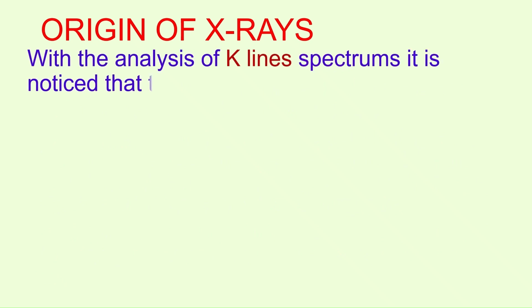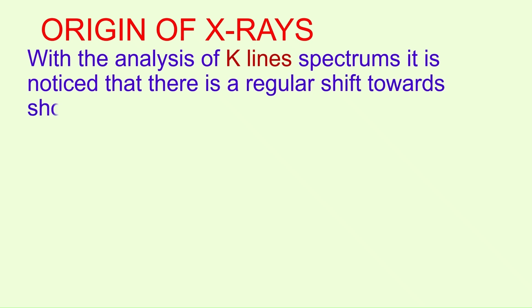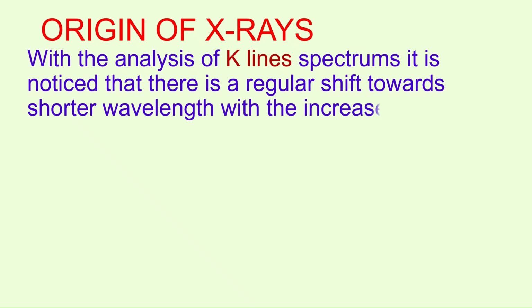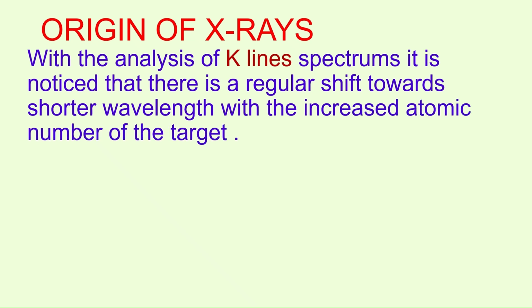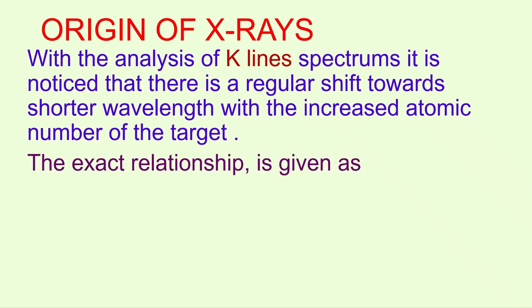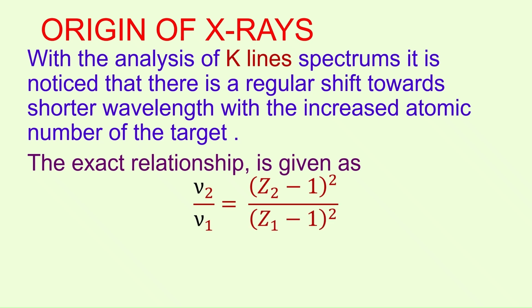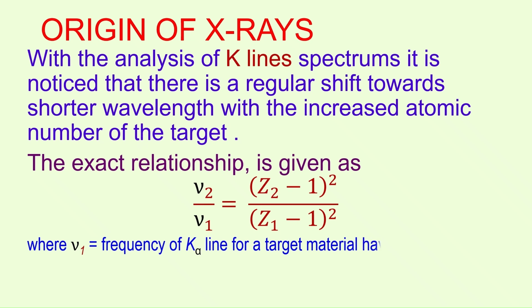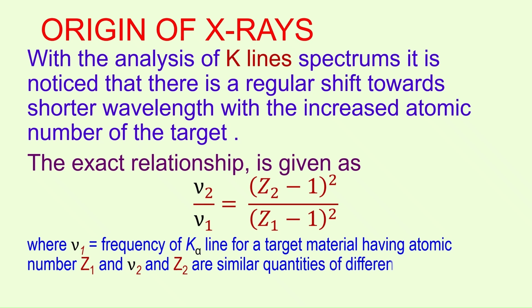With the analysis of K-line spectrums, it is noticed that there is a regular shift towards shorter wavelength with increased atomic number of the target. The exact relationship comparing two target materials is given as nu2 divided by nu1 equals (Z2 minus 1) squared divided by (Z1 minus 1) squared, where nu1 is the frequency of the K alpha line for a target material having atomic number Z1, and nu2 and Z2 are similar quantities of a different target material.